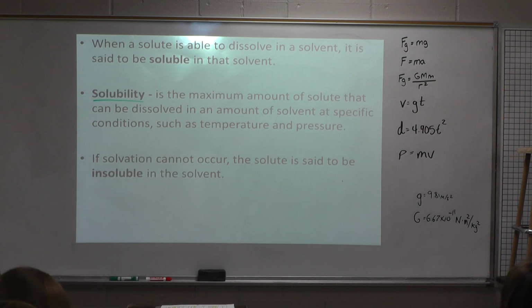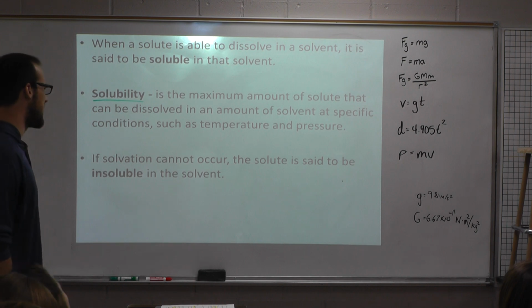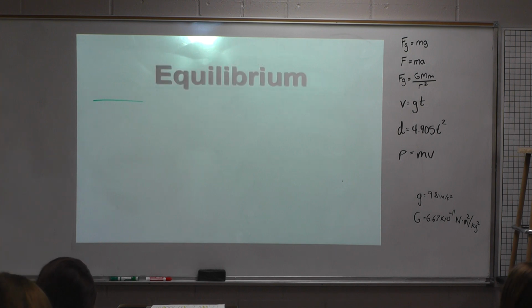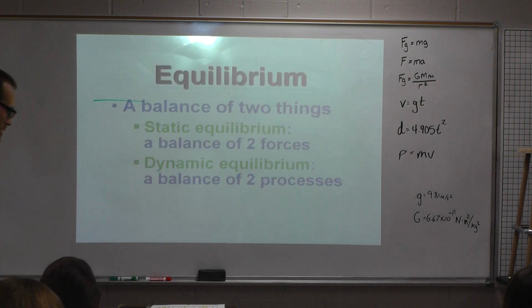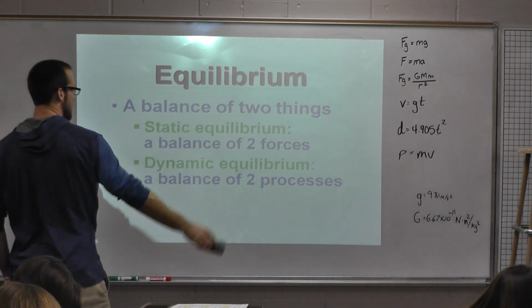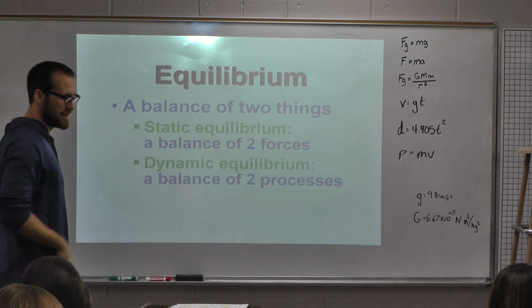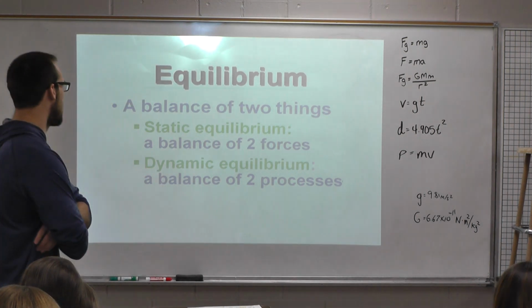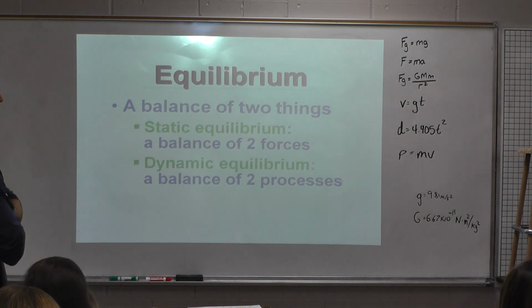Okay. If solvation cannot occur, dissolving cannot occur, then we say that the solute is not soluble. Equilibrium. This is kind of thrown in there to get you thinking about the idea of equilibrium, because the dreaded 15th chapter is all about equilibrium. Oh, I love the equilibrium.